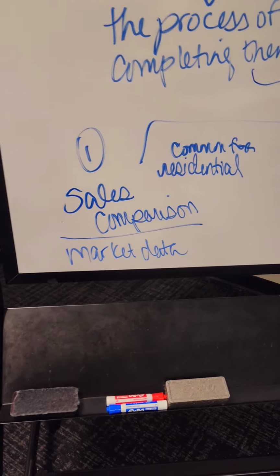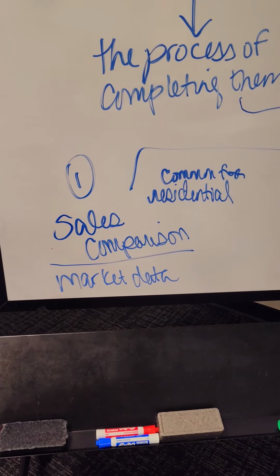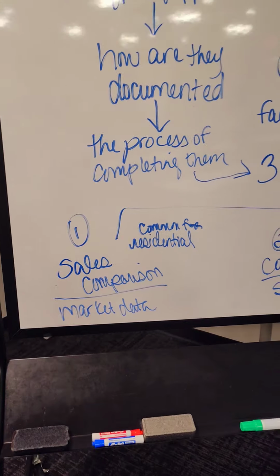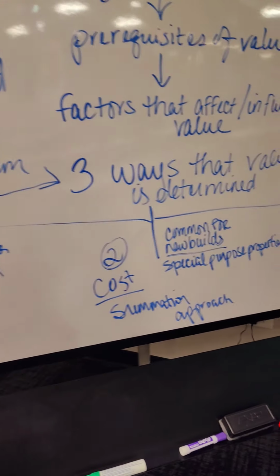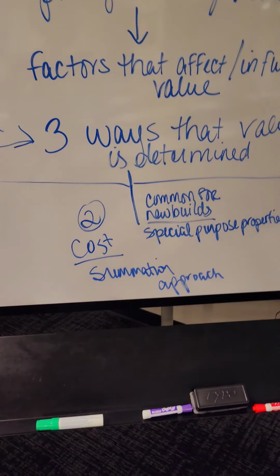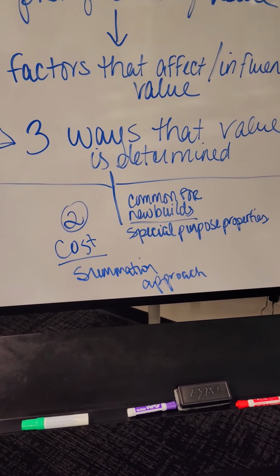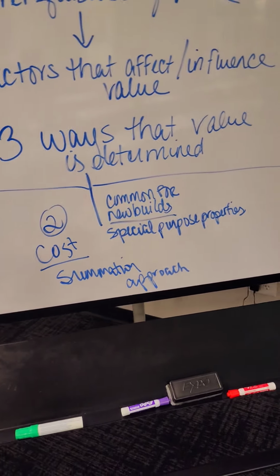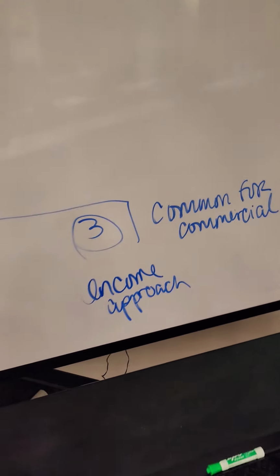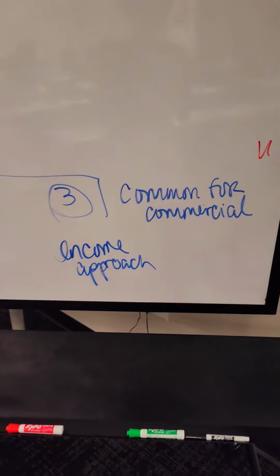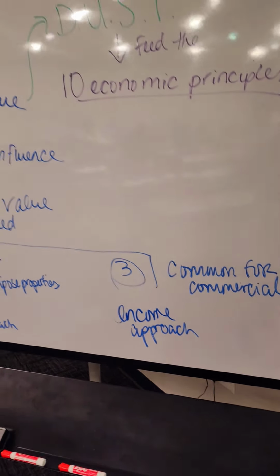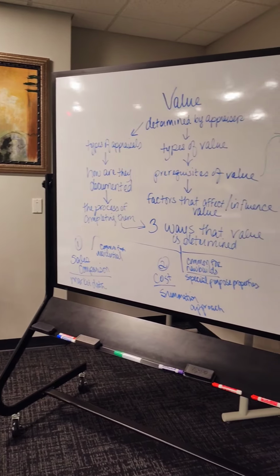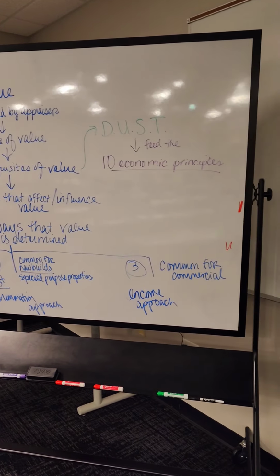The first is the sales comparison method, also known as the market data method. It's most commonly used for residential real estate. The second version is the cost or summation approach. This is commonly used for new builds or special purpose properties. And then the third one is the income approach, which is more common for commercial properties. So when you take a look at value overall, these are the things that feed into value.